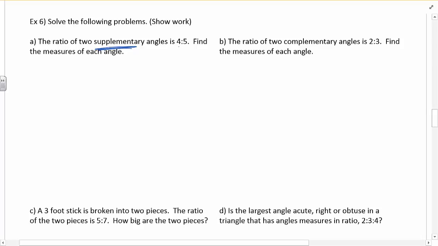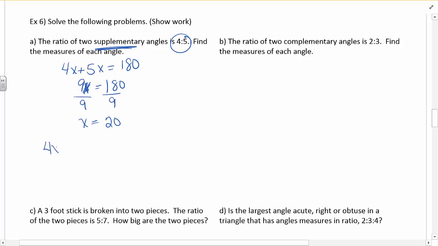So if I have two supplementary angles in a ratio of 4 to 5, that means 4x plus 5x equals 180. And then you solve the resulting equation. So 9x equals 180. Divide by 9. X equals 20. Then it says find the measures of each angle. So the first angle was 4x. When x equals 20, that's 80 degrees. And then 5x is going to be 100 degrees.